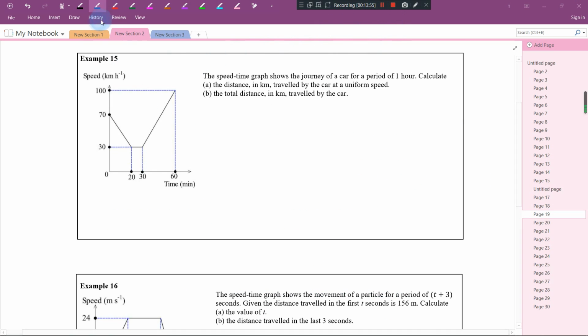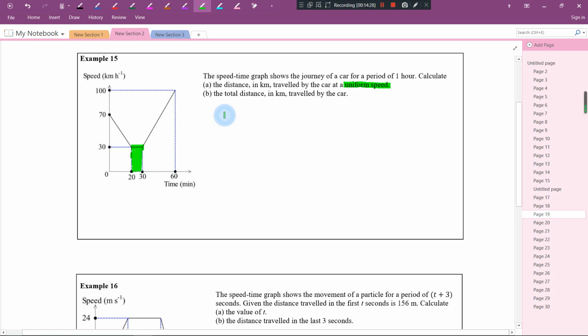Okay, now let's look at example 15. The speed time graph shows the journey of a car for a period of 1 hour. Calculate the distance in kilometers traveled by the car at the uniform speed. So, where's the part that the car moves in uniform speed? Here, right? So it means that we want to find the distance traveled for this part. We need to find the area under the graph for this part.